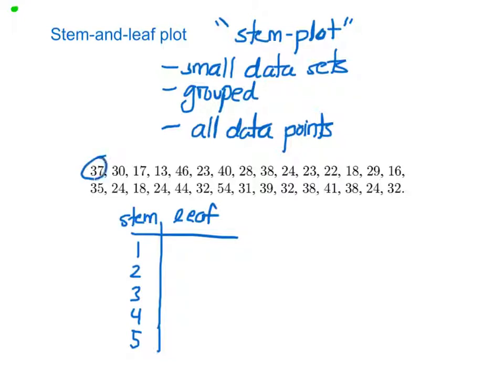So for the first data value of 37, I go to the 3 row and I write a 7 over here and then a comma. The next number is 30, and so the first digit is 3 and the second digit is 0. And I can do this for all of the data points. And so this gives us a way to quickly see all of the data points, but also to group them into class intervals.